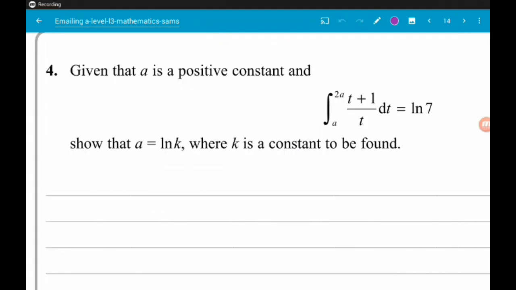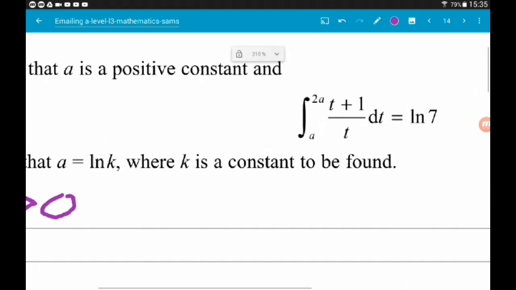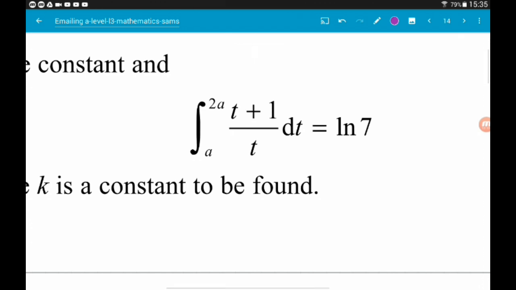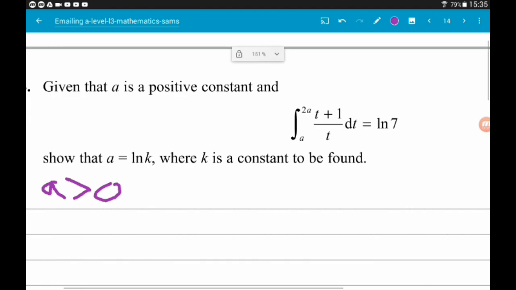Question 4. Given that a is a positive constant, so I'm going to write that down straight away: a is greater than 0, and the integral between a and 2a of (t plus 1) over t with respect to t is equal to log 7. We want to show that a is equal to log k, where k is a constant to be found.